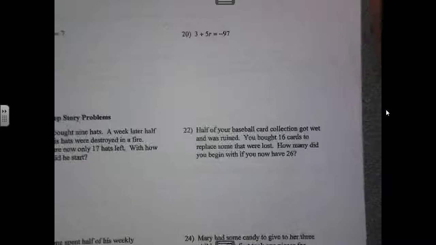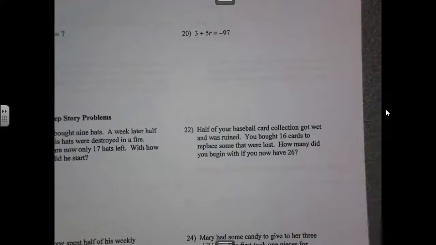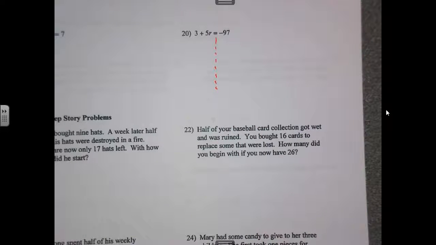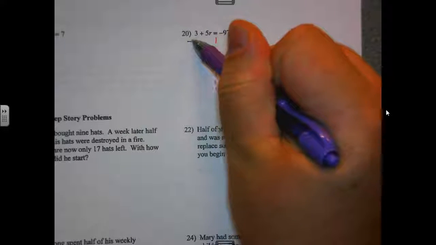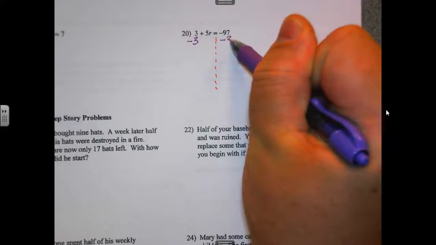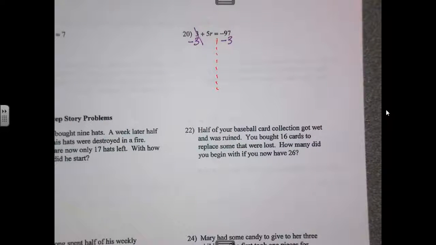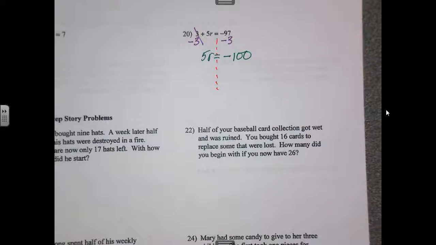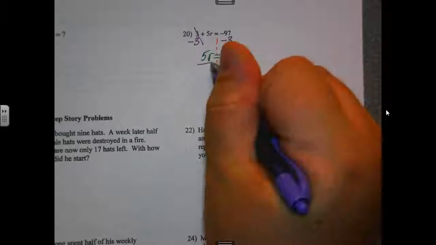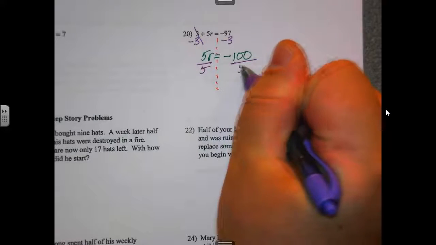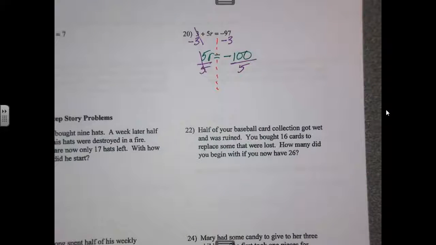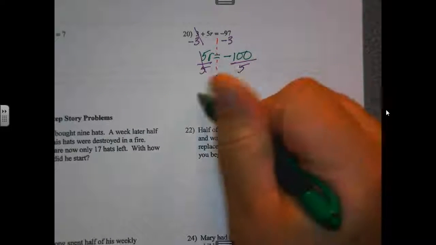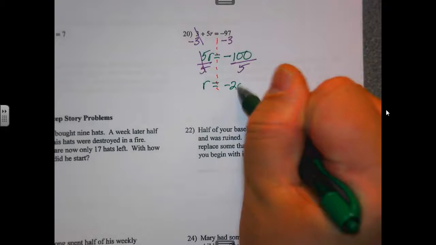Let's do 20. Here's each side of my equation separated. I'm going to subtract 3 from both sides. Good. Divide both sides by 5. R is going to equal -20.